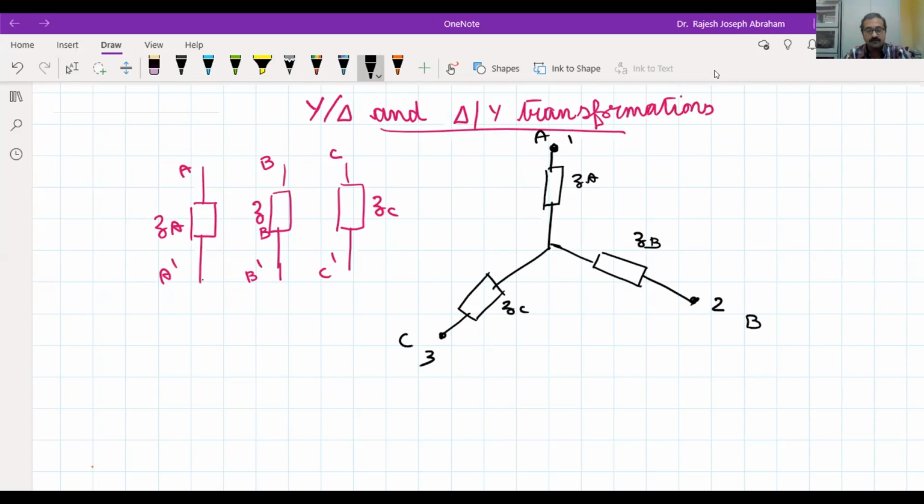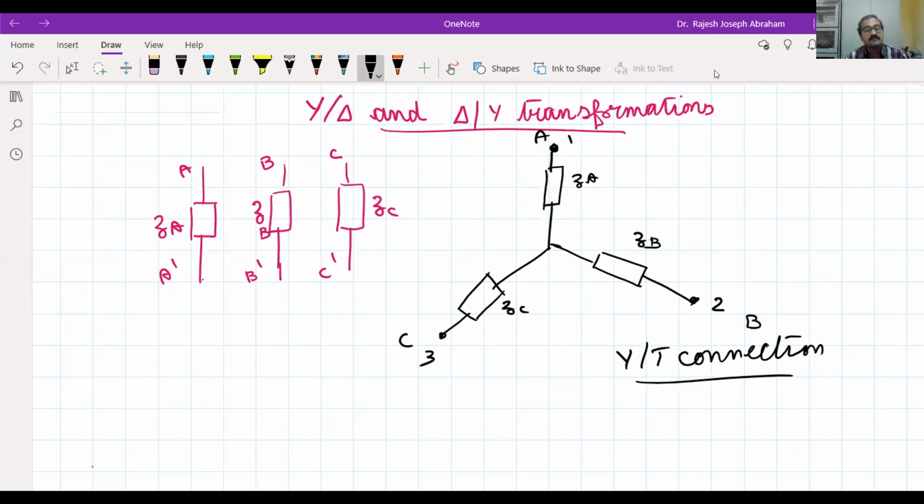If you stretch out the two legs at an angle, then it becomes the shape of a T, the English alphabet T. That is why it is also called a star or a T connection. Both ways it is a star or a T connection.